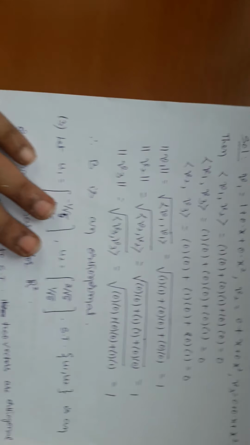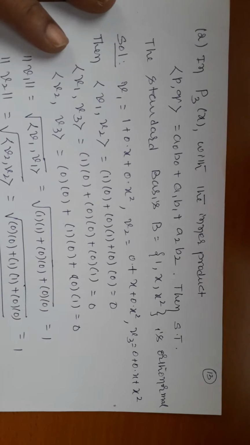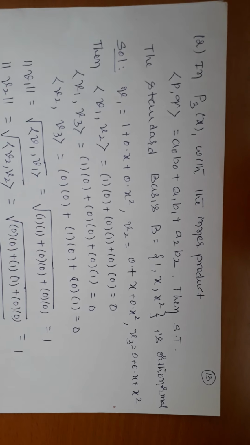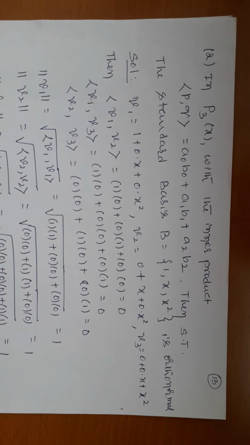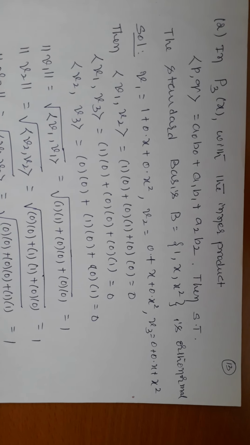Are you clear? Orthonormal set means first you have to verify that the inner product of each pair of vectors must be 0, that is, an orthogonal set, and then verify that the length of each vector must be 1.